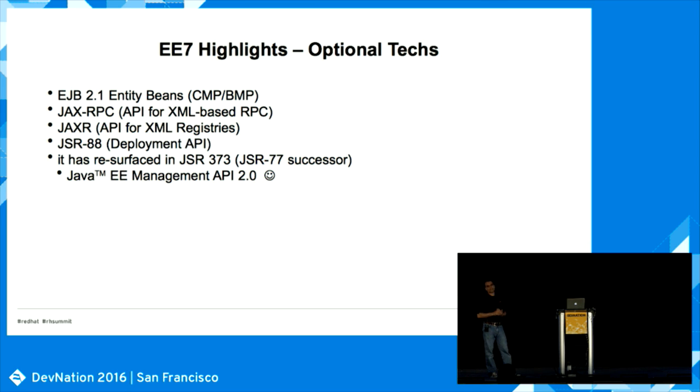JAX-RPC and JAXR are gone. You can do web services with JAX-WS. You can do REST now, so no need for that. And there was also a very old API called JSR 88 that was about deployment, and it was a very peculiar API that no one ever used. It was very complex and of little use. But this one actually, if you're following the developments in Java EE 8, is trying to resurface as part of the new management specification called JSR 373. But this time, we try to implement it using REST.